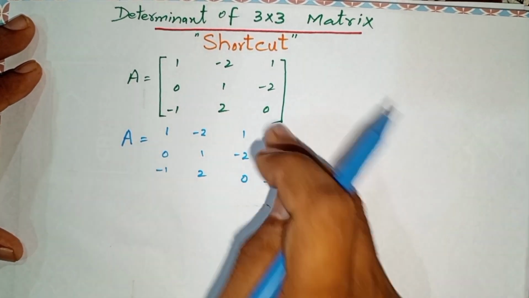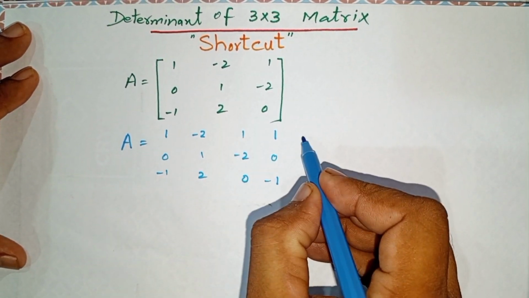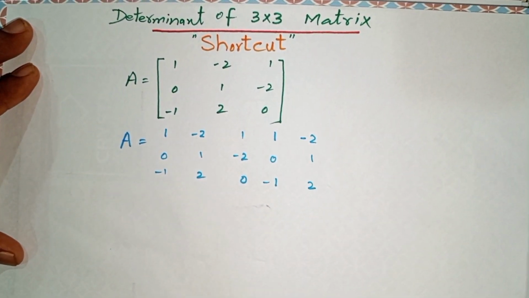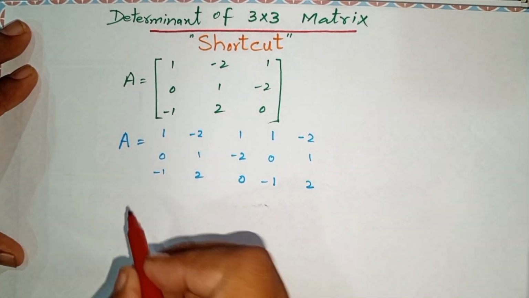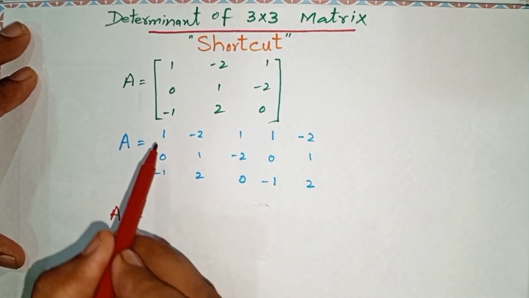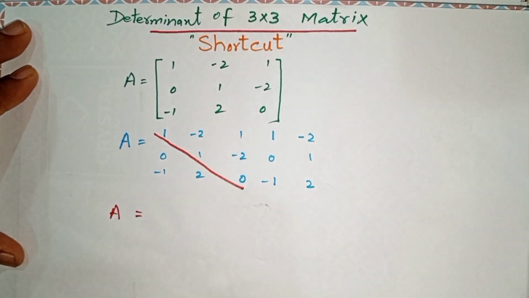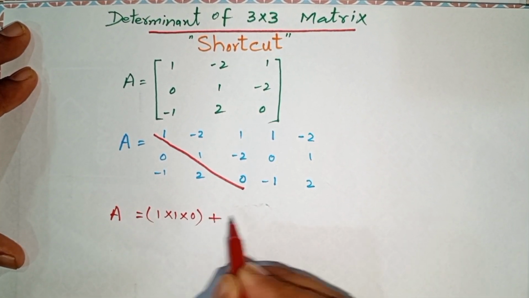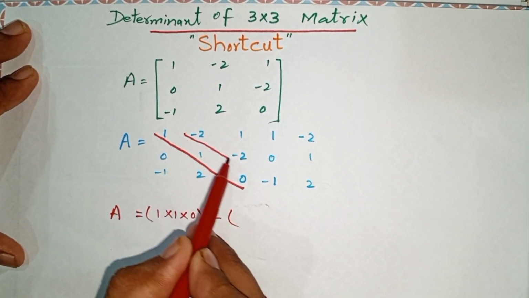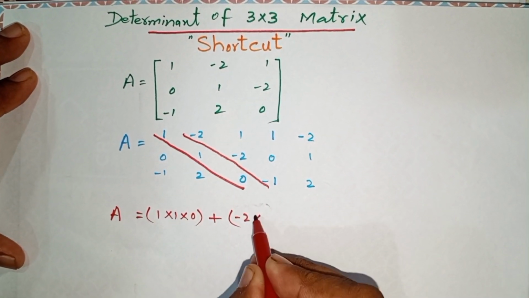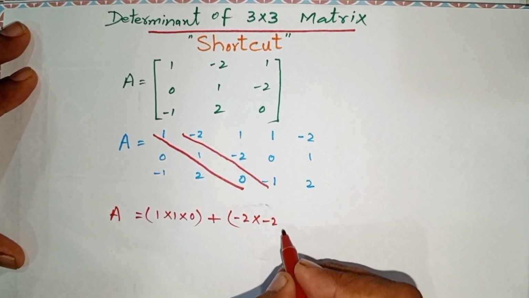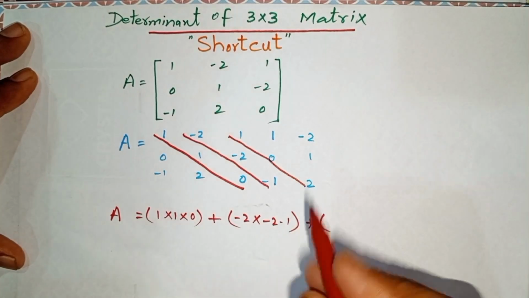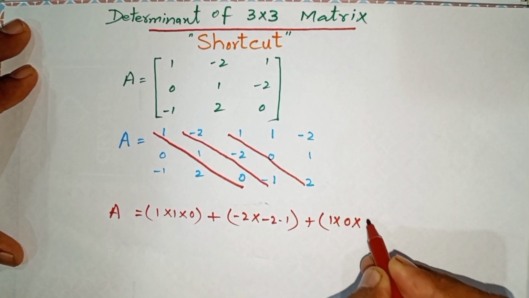This is column 1, this is the repetition, this is column 2: -2 1 and 2. All right, now multiply these elements: 1 multiply 1 multiply 0, plus, then multiply these elements: -2 multiply -2 multiply -1, plus, then multiply these elements: 1 multiply 0 multiply 2.